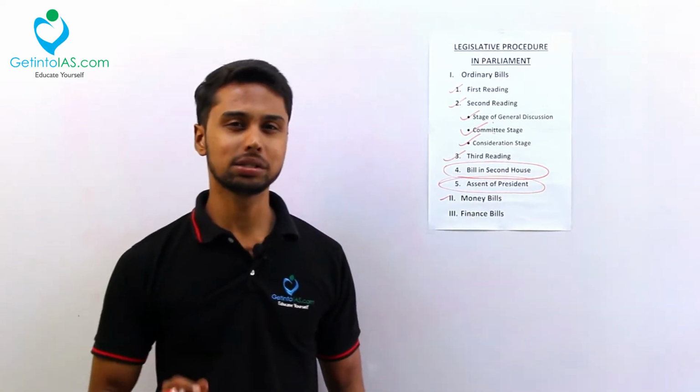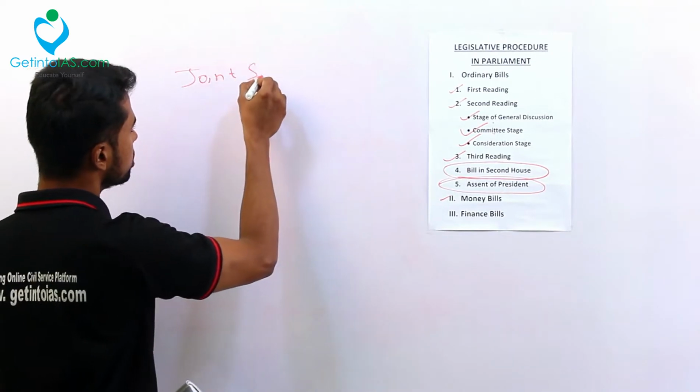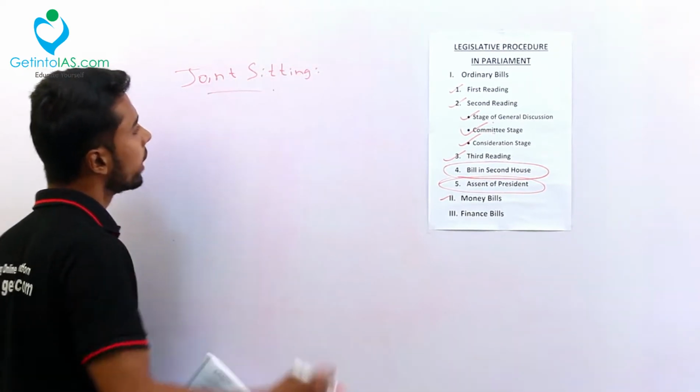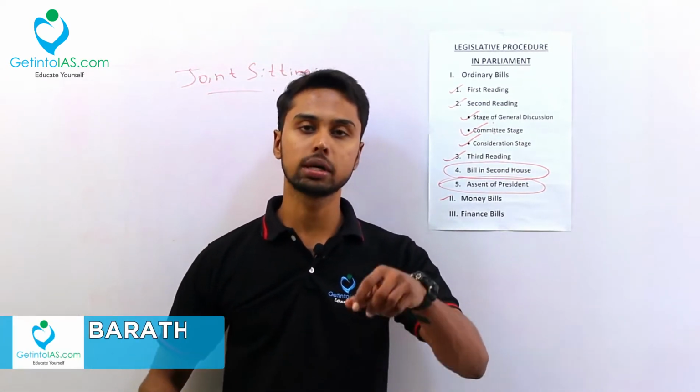Next we'll see about the joint sitting. Okay, simply about joint sitting. I have told what is joint sitting. Joint sitting means when two houses, when Lok Sabha and Rajya Sabha, both the members are sitting in a house, that is known as joint sitting of the house.